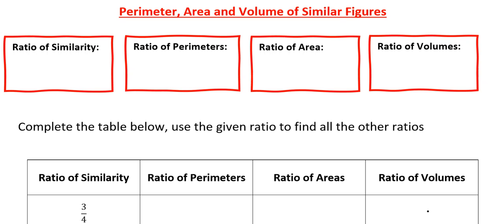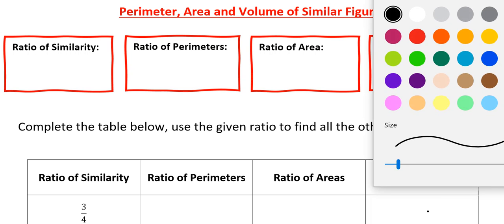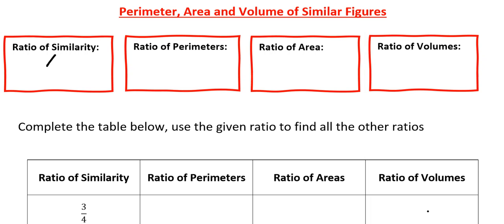I'm just going to use it in terms of x and y for right now. So this would be x over y. The ratio of the perimeters is always going to be the same as the ratio of similarity. So these are always going to be the same.